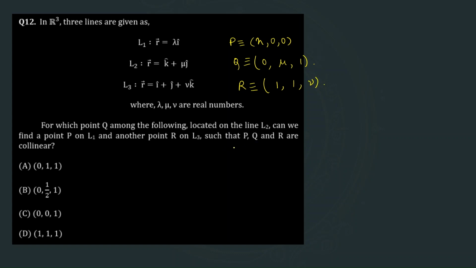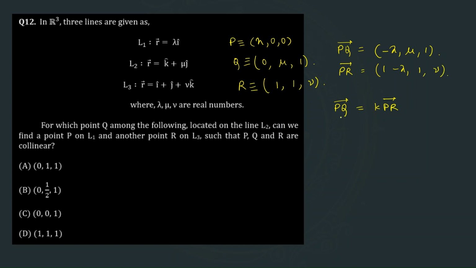So what is the use of this information? P, Q and R are collinear. That means PQ equal to K times PR, where K is a non-zero constant. So if we calculate the PQ vector, it will be equal to (minus lambda, mu, 1). And similarly, the PR vector will be (1 minus lambda, 1, nu).